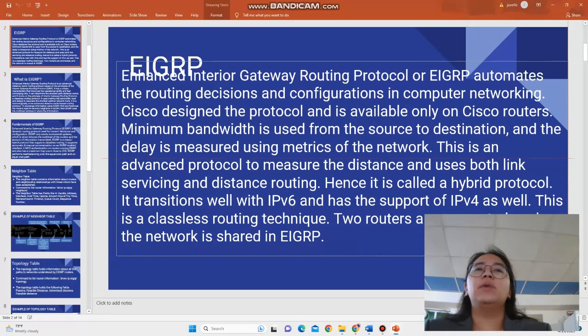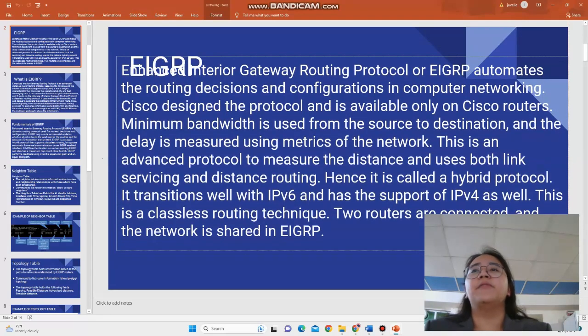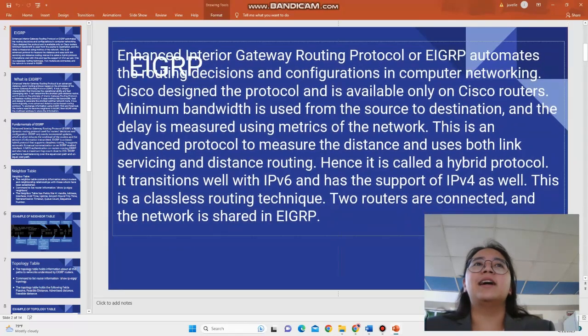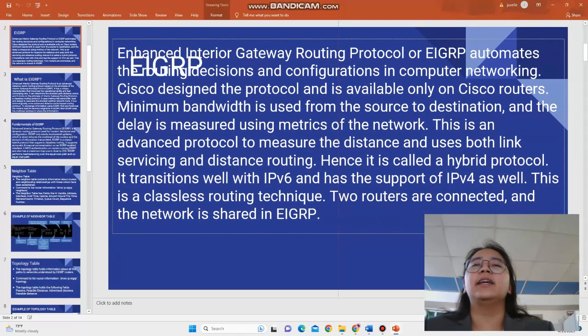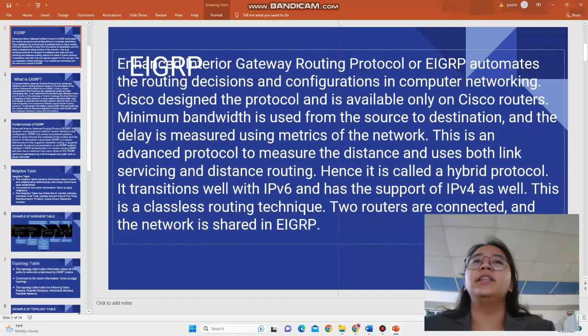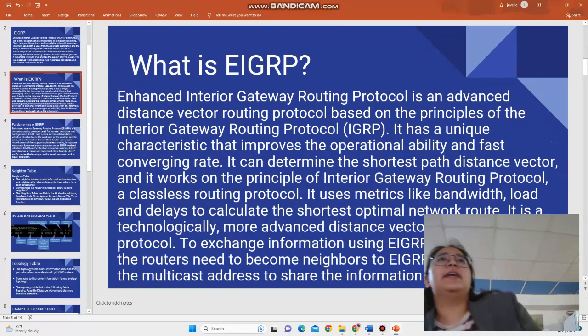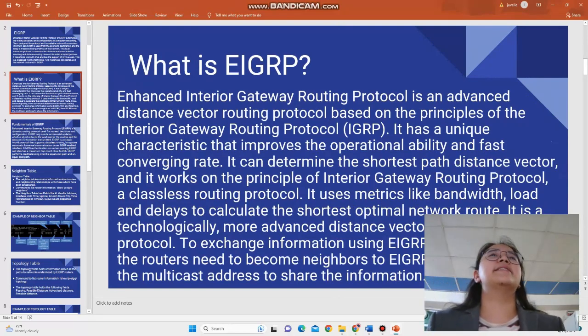It transitions well with IPv6, and has support for IPv4 as well. This is a classless routing technique. Two routers are connected and the network is shared in EIGRP. So again, what is EIGRP?